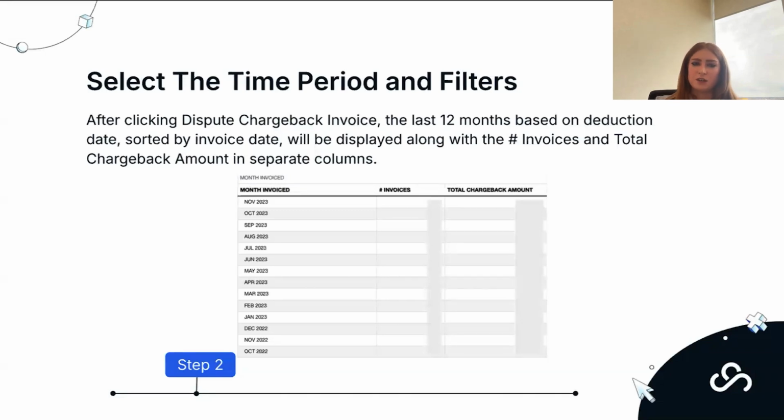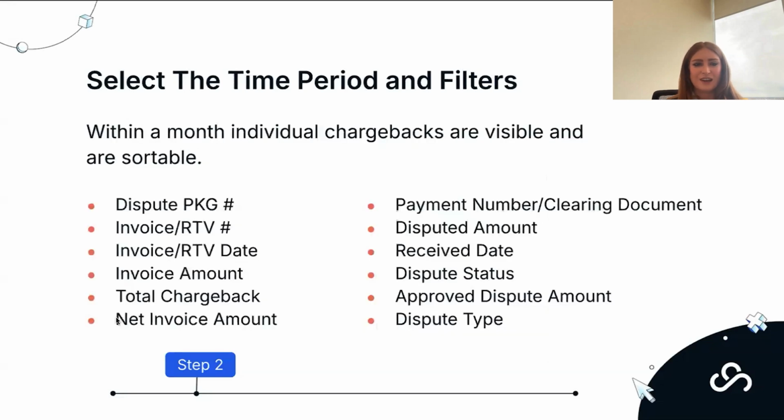And then this page will be sorted by month invoice, and you'll have some high level information of just the number of invoices that were impacted and then that total chargeback amount. And then once you click into a month, depending on how many there were, they might break it down a little bit further into day, sometimes even hour, so it can be a lot to come through.